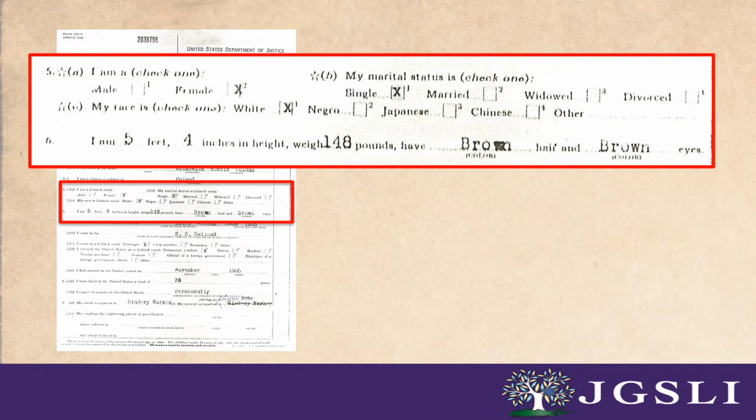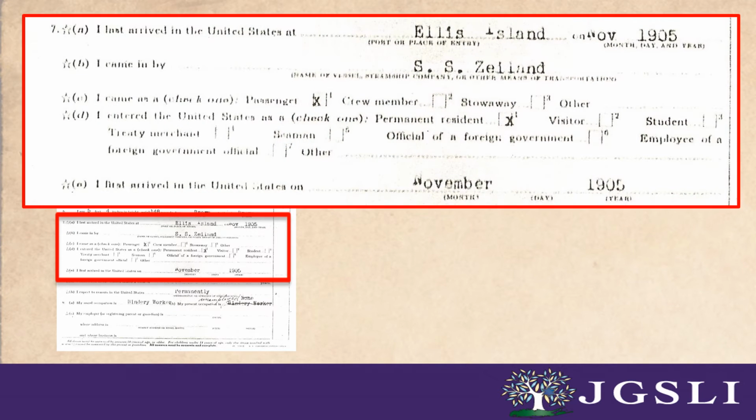Numbers 5 and 6. These 2 questions ask for gender, marital status, race, and some physical characteristics, such as height, weight, hair color, and eye color. Number 7. This could be a very helpful one. Here the registrant is asked to give information on when, how, and where they last arrived in the United States. They're asked for the port and date of entry.